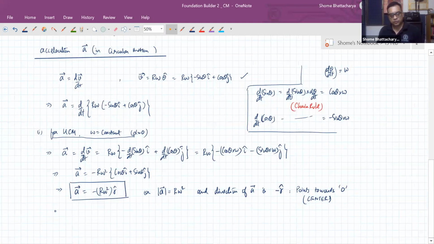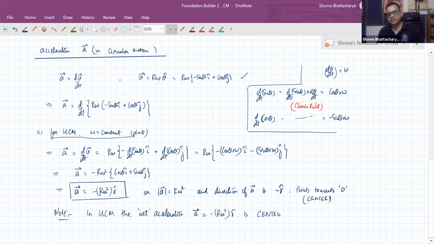Further, you can note down here that in uniform circular motion, the net acceleration is centripetal acceleration, because the acceleration vector points to the center of the circular motion.